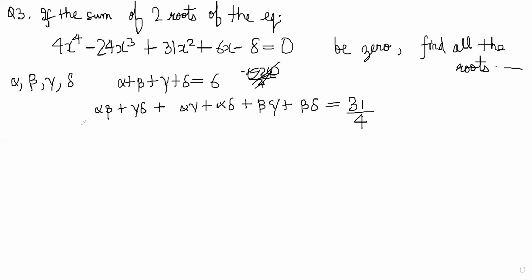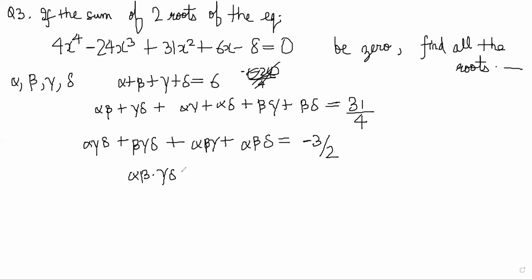So you should be familiar with Vieta's relations. Then we get 3 at a time, right? 3 at a time product of the roots. So what we can say is alpha gamma delta plus beta gamma delta plus alpha beta gamma plus alpha beta delta. These should add up to minus 3 by 2 because you'll get minus 6 by 4. And finally, you have alpha beta into gamma delta, the product of roots taken 4 at a time, will be equal to minus 2, right? These relations are available to us.